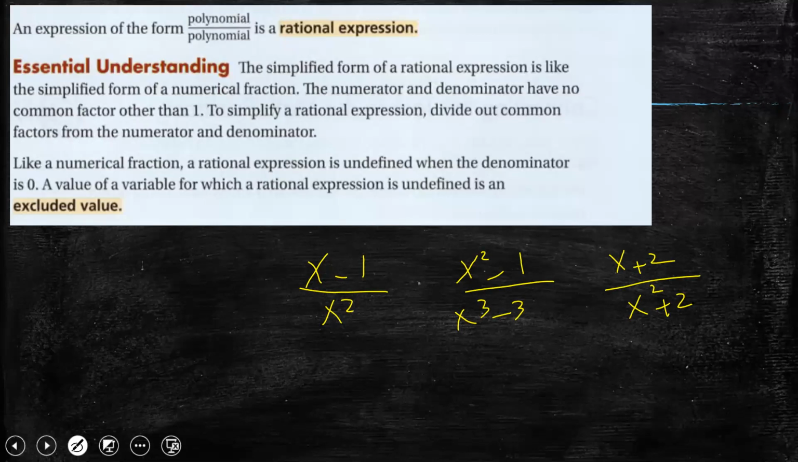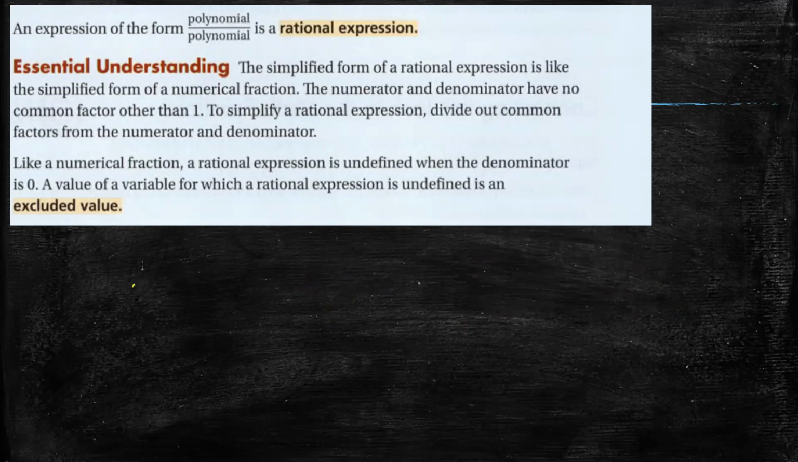To simplify it, let's go back to grade 5 or 6. When you have a numerical fraction, like 3 over 5 and 3 over 9, which is the most simplified form? 3 over 5. Is it not 3 over 9?